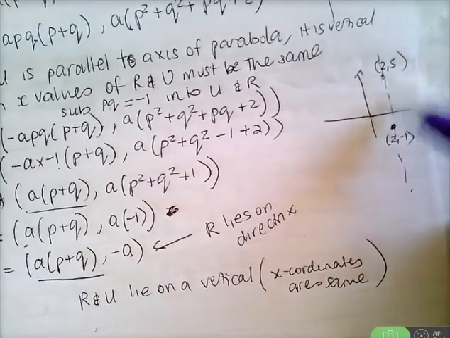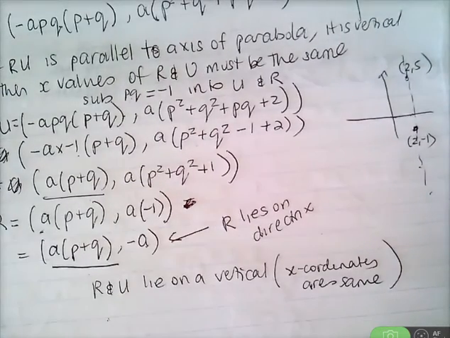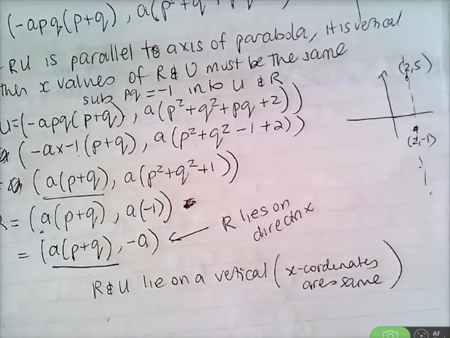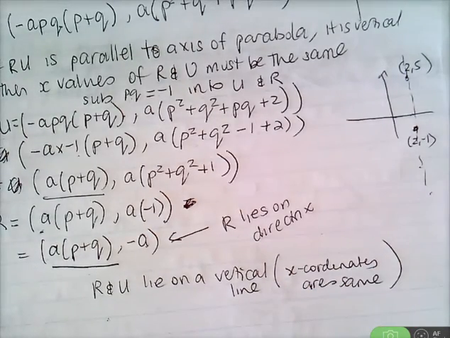How do you think of it? You think of it if you had points such as (2, 5) and (2, -1). Girls? Yep. Do you get that now? All right. So R and U lie on a vertical line. X coordinates are the same. Do you get it?